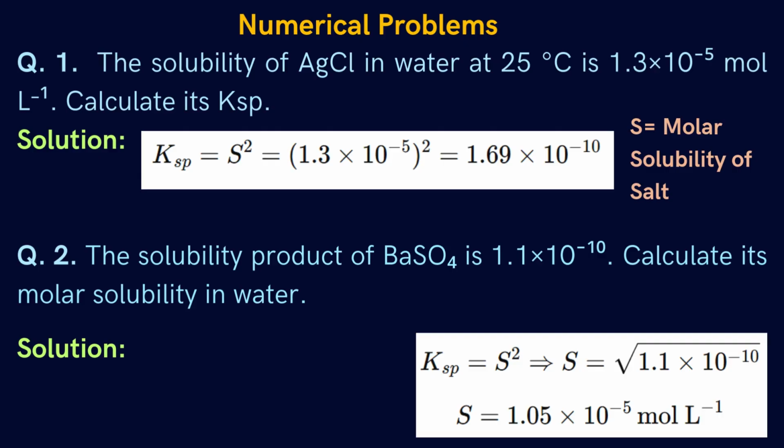Second problem is, the solubility product of BaSO4 is 1.1 into 10 to the power minus 10. Calculate its molar solubility in water. Solution is given here. As we know, Ksp is square of the molar solubility of the salt. And finally the answer is 1.05 into 10 to the power minus 5 molar.